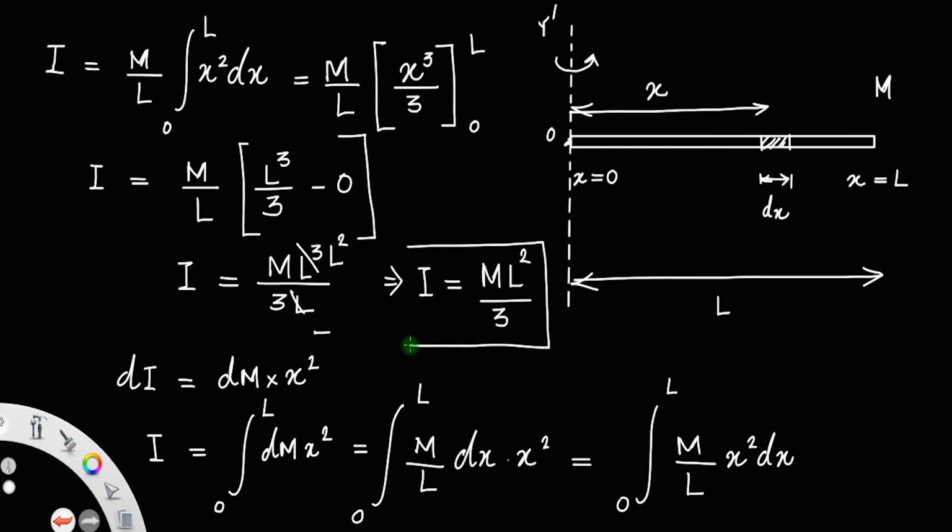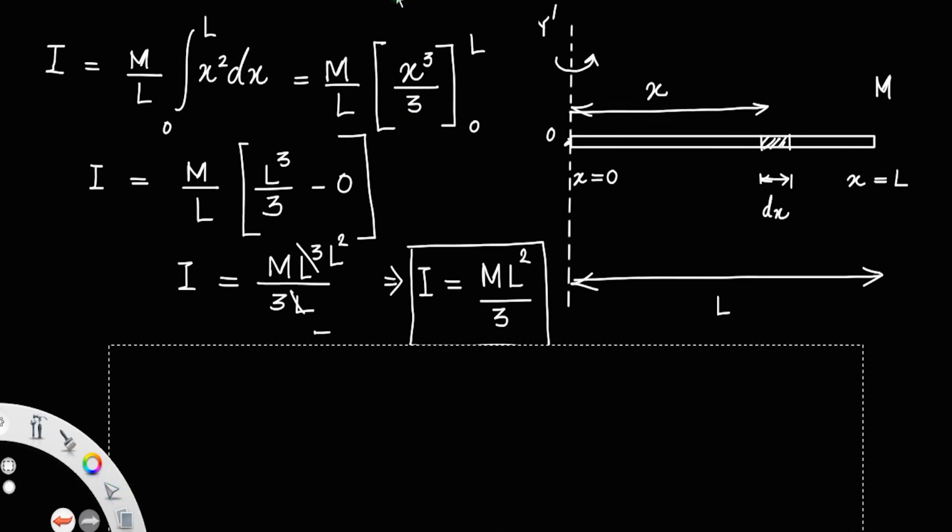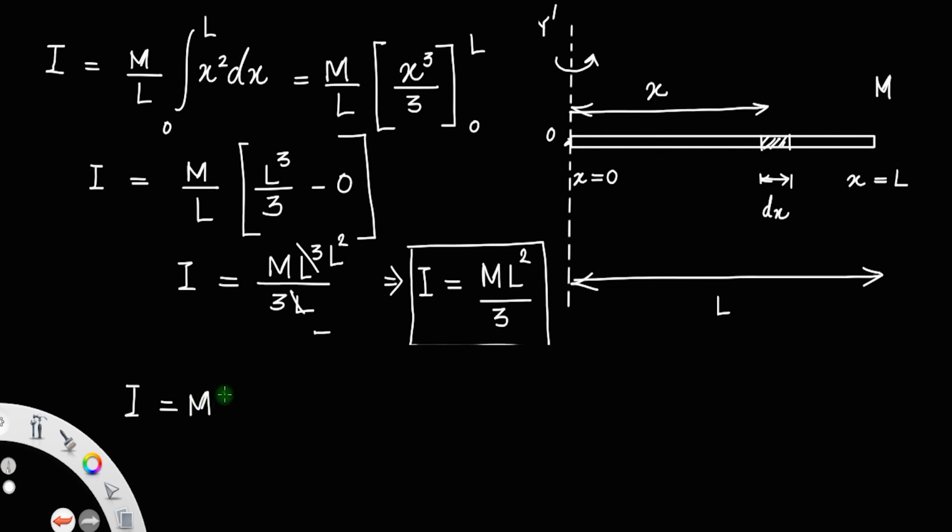So that's the moment of inertia of this rod about an axis passing through one of its ends and perpendicular to its length. Now again you have to find the radius of gyration. So if M represents the mass of the rod, and k represents the radius of gyration, then the moment of inertia will be M k squared, where k is the radius of gyration.